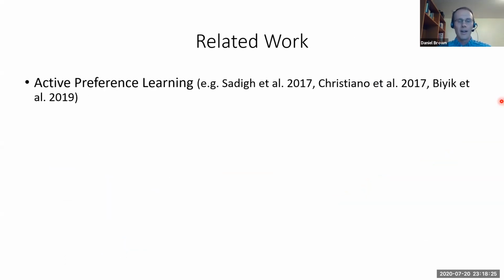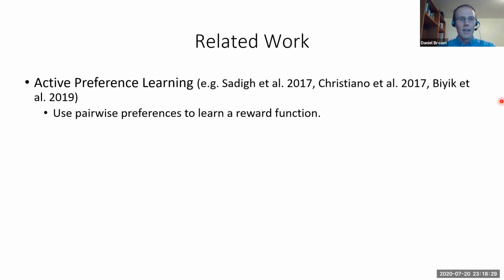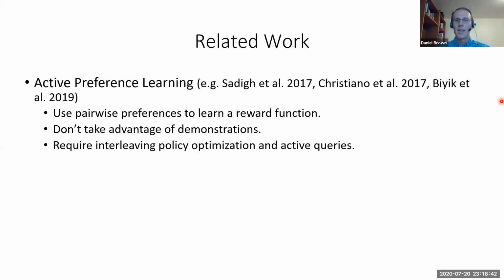There's a lot of related work here. I'll just briefly touch on some. There's been a lot of work on active preference learning, which is very related to this, where often we're trying to find these pairwise preferences given queries to a demonstrator in order to learn a reward function. Most of these approaches don't take advantage of actual demonstrations and often require interleaving policy optimization with these active queries, which can result in really slow query time if it's a difficult policy optimization problem. Whereas in our approach, we're going to assume that we have some preferences up front, which allows us to avoid having this policy optimization that we repeatedly roll out to infer the reward function.